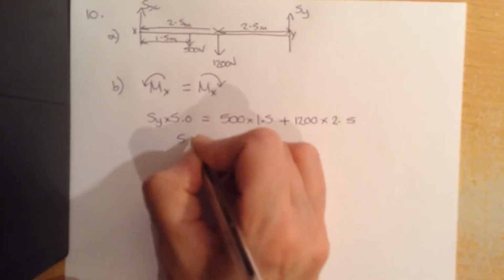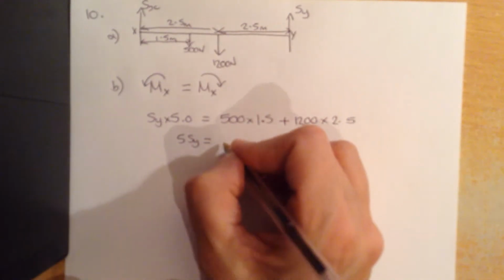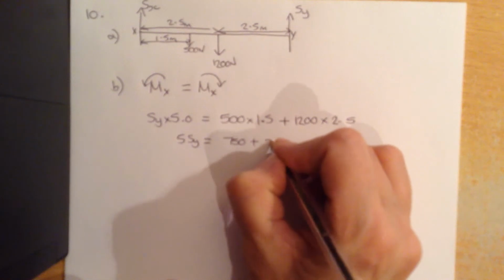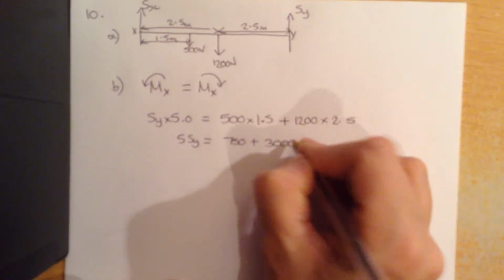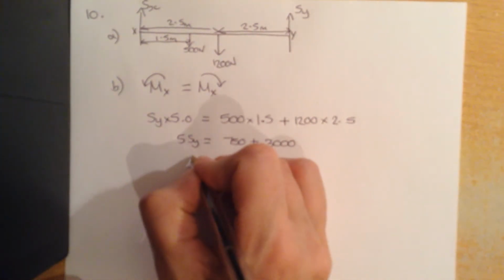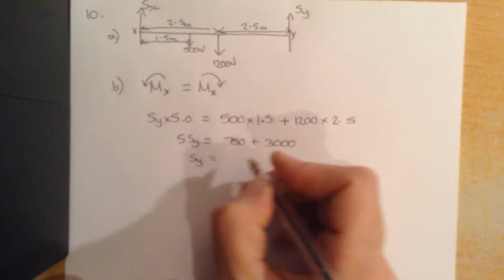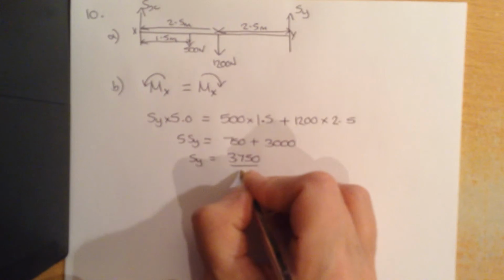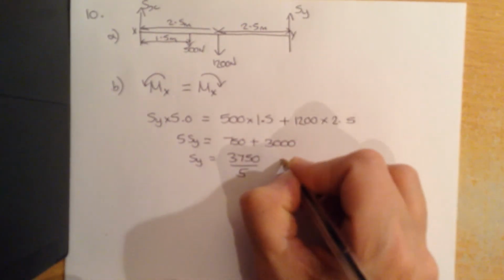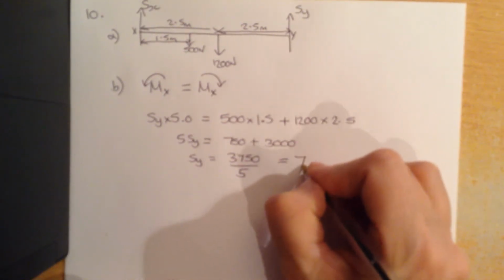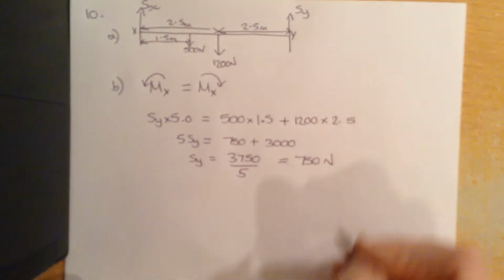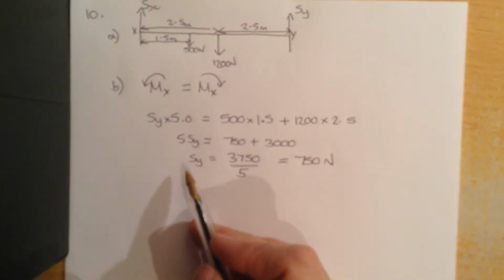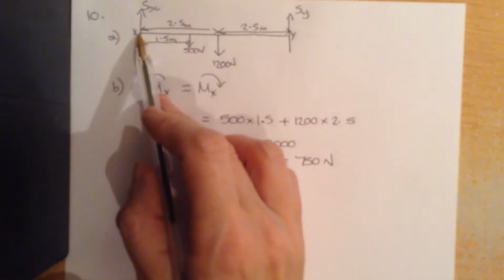So 5 SY equals 750 plus 3000. SY, if we work that all out, should come to be 750 newtons. So we've got one of the support forces, now we need to calculate the other.